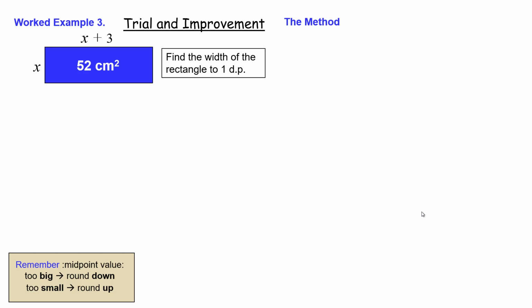Okay, third example for 1 decimal place. We've got a rectangle, and a rectangle has got a length x plus 3 and a width of x, and they say the area is 52, but they haven't given me an equation, so I need to form my own equation in the first instance. How can I do that? What's the area of a rectangle?